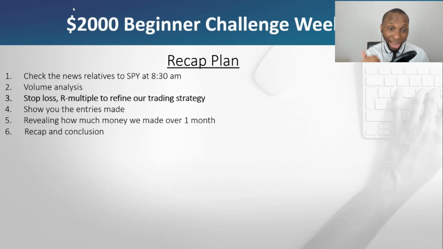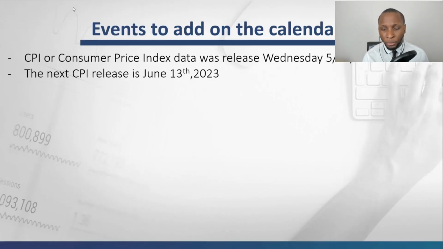And I will show you the entries I made, and today I will show you a concrete example of how you can average down in option trading to make sure that you either break even or come out with some profit. And I will reveal to you how much money I made over a month, and some recap. And the last point is to just do some recap and conclusion, right? So something new today, right?